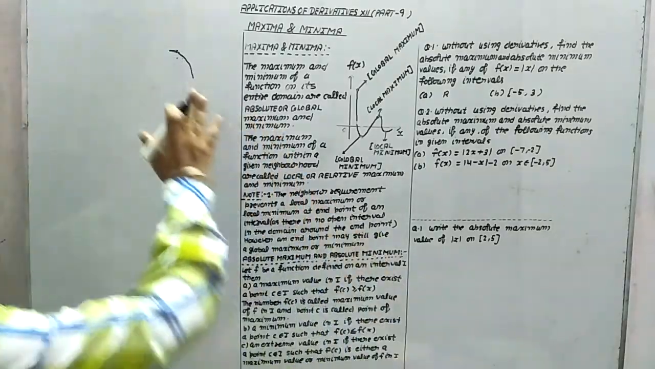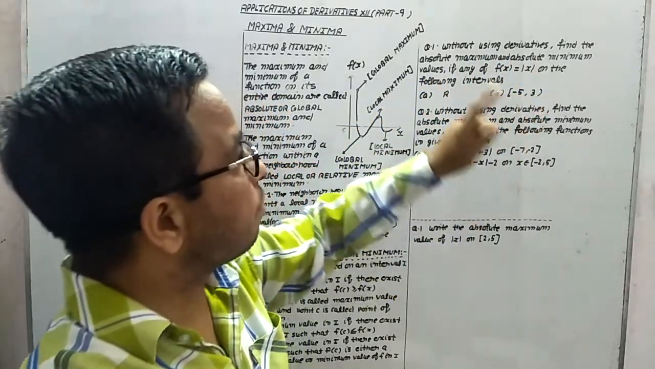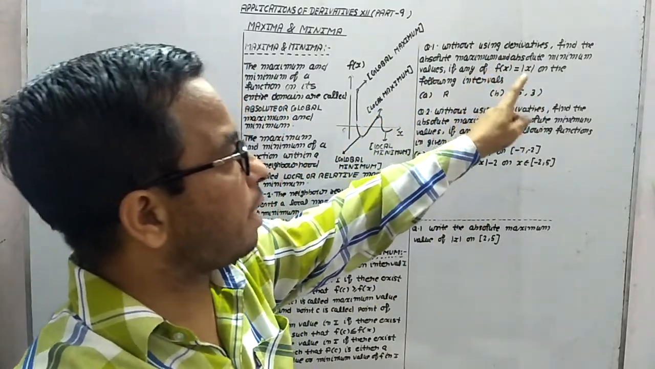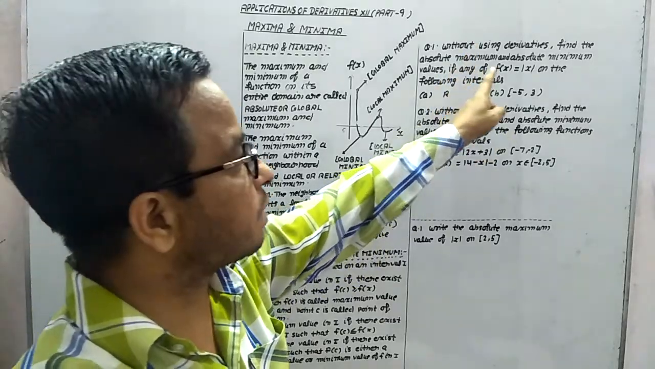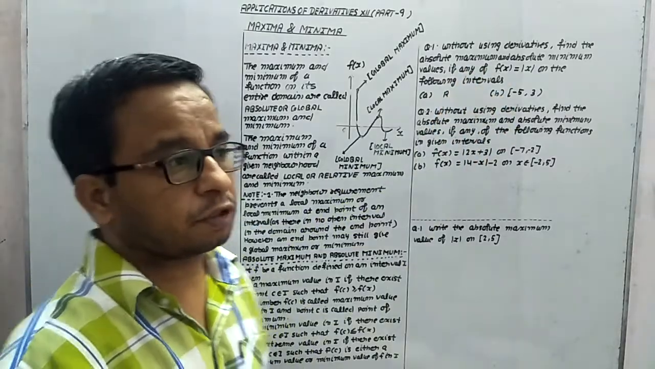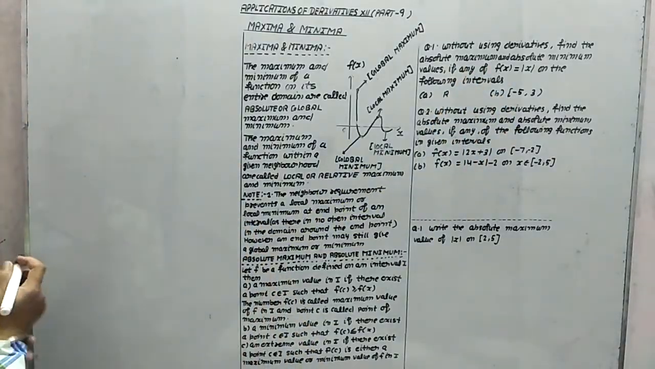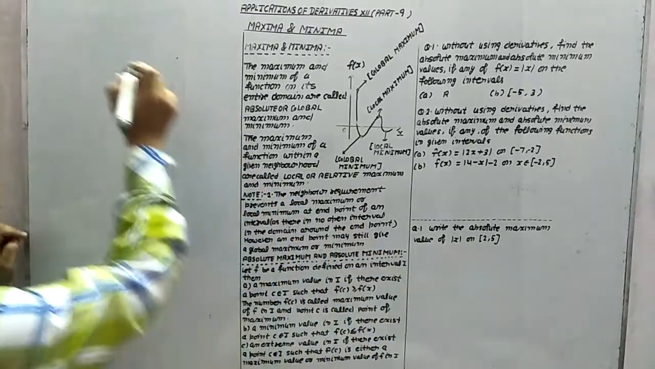So on the basis of this explanation, look at this thing. Without using derivatives, find the absolute maximum and absolute minimum values, if any, of f(x) equals modulus of x on the following intervals. So look at this thing. How will we do it? These questions are very important for 1 mark. Now look at this thing.